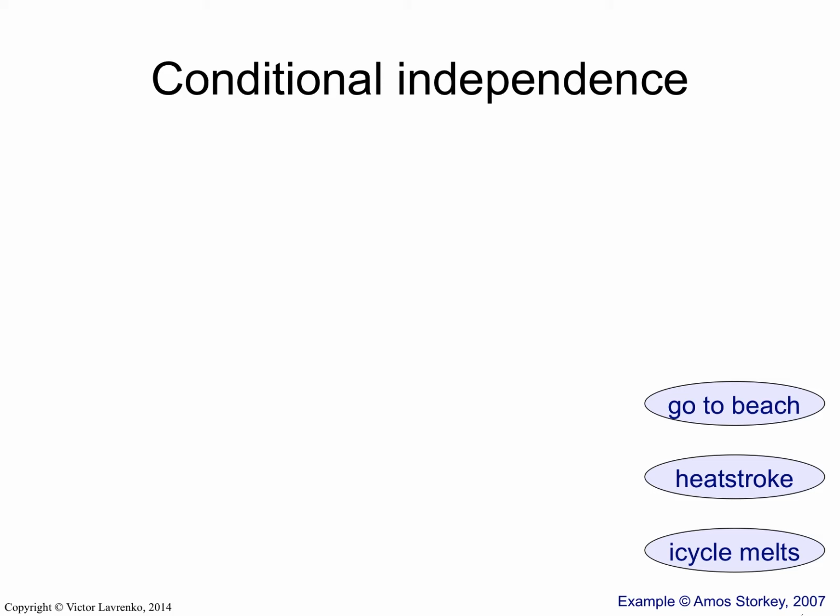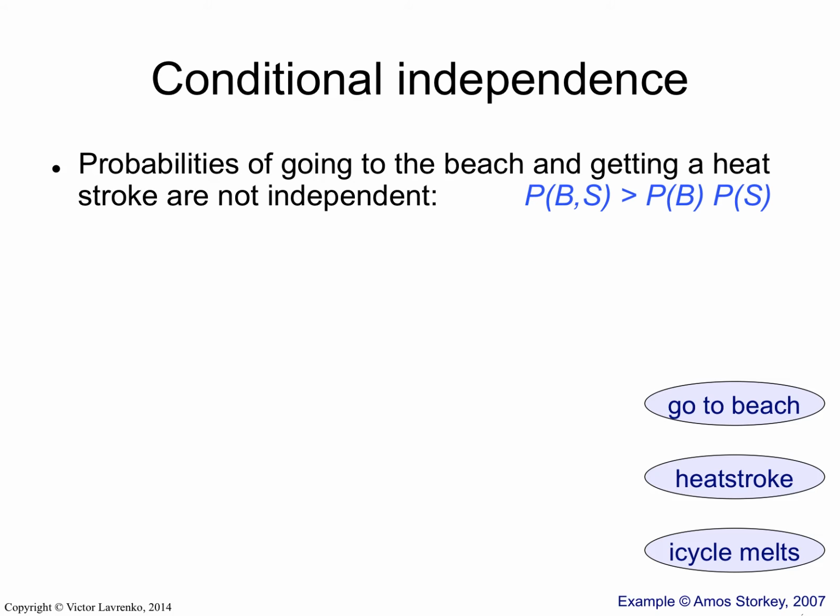The kind of independence that we're talking about in naive Bayes is not mutual independence, it's conditional independence, and there's a difference between the two. And the difference is really quite important. So suppose I have two events, two variables representing going to the beach, that's B, and getting a heat stroke, that's S. Now, going to the beach and getting a heat stroke are not independent.